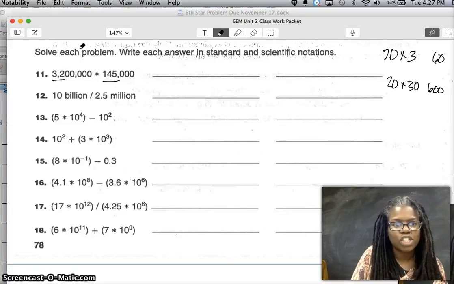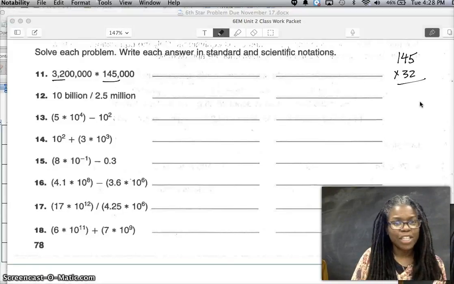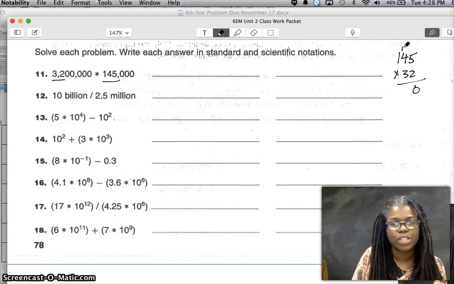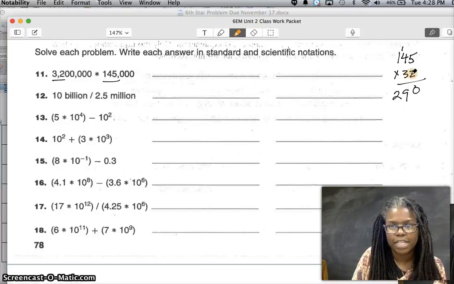So what I would suggest is that you first calculate this. I'm going to do it long style. 2 times 5 gives me 10. I carry my 1. 2 times 4 gives me 8, plus 1 more gives me 9. 2 times 1 gives me 2, and I'm done with the 2. Next, I'm going to move on. So I've handled the 2. Let me show you what I did. All of this came from the 2.